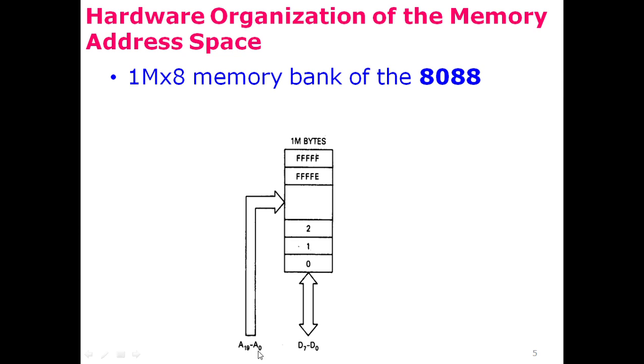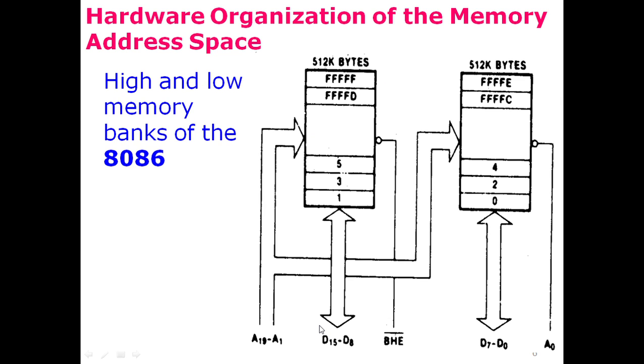So this 20-bit address would identify a location among these 1 mega locations, and then other control signals will identify if a read or write operation is happening on that location. And if it is a read or write operation, then the data will either be read from or written to that location through this data bus.